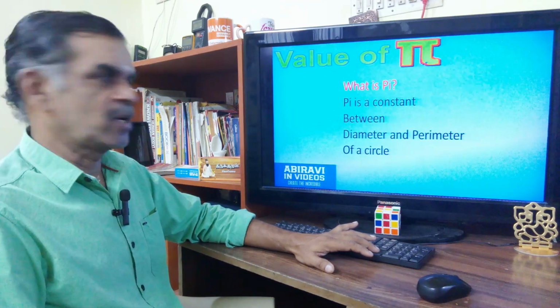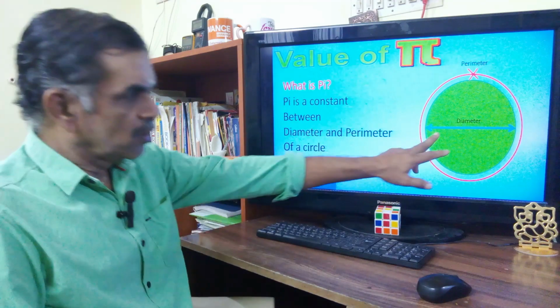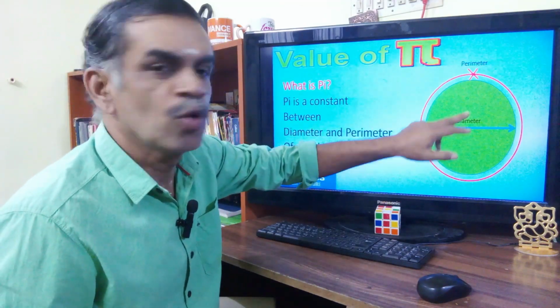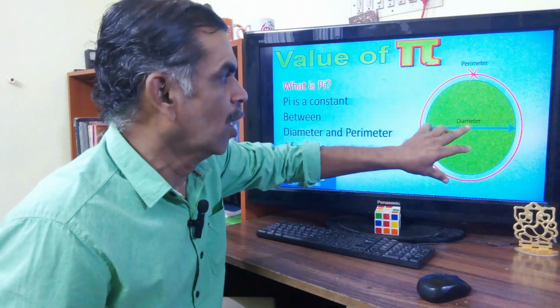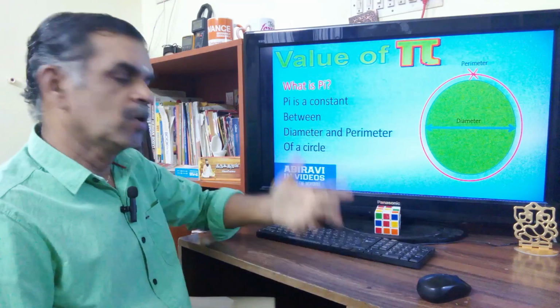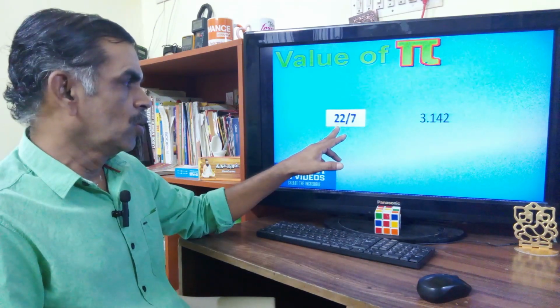So pi is a constant, and this is the diameter of the circle. If you want to know the perimeter, you have to multiply the diameter with pi, and you will get the perimeter. This we all know very well.